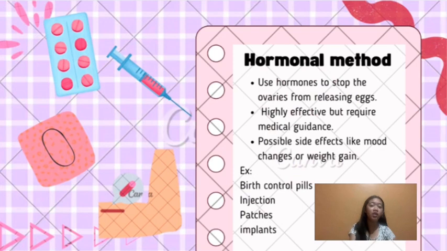And next, we have the hormonal methods. So these prevent ovulation. For example, pills are taken daily, injections every few months, and implants can last for years. Pero kani siya dapat magpakonsulta sa doktor aron siguradong safe ug angay sa imong lawas.